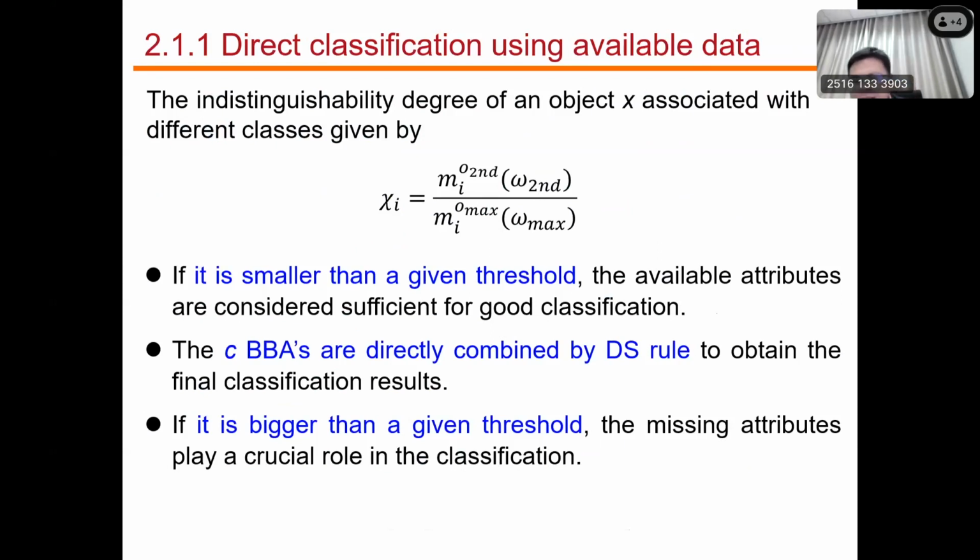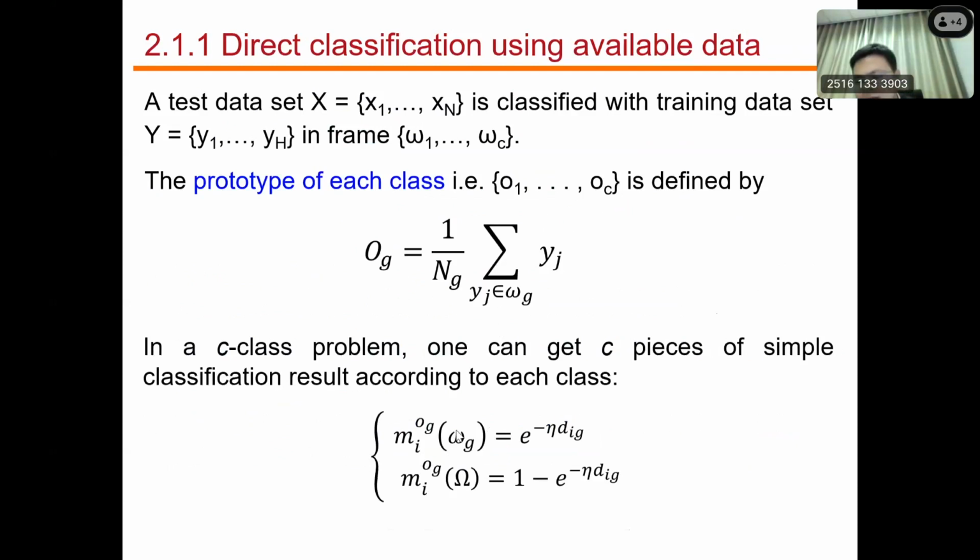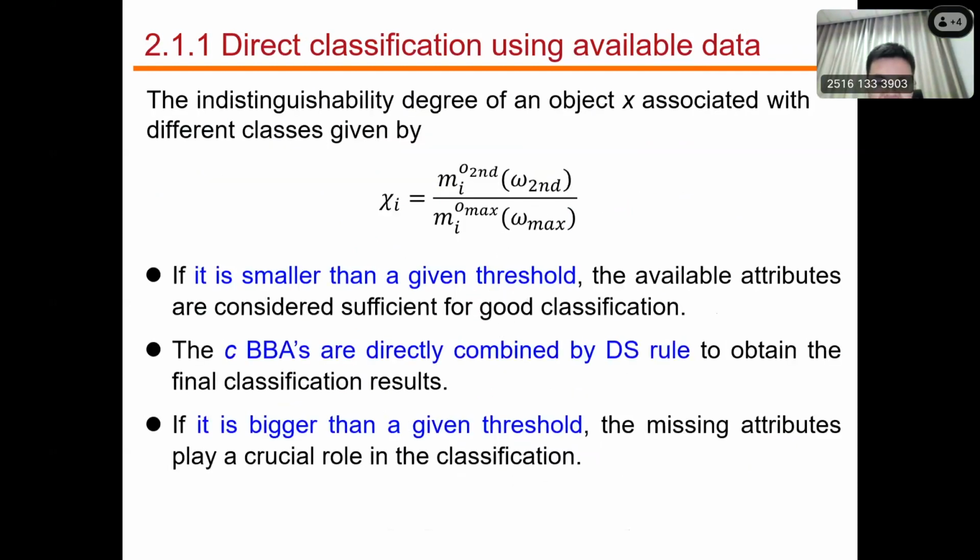In such case, we consider that the available attributes, or the known attributes, are sufficient for the specific classification. And then the CBBAs, the BBAs associated with the different classes, will be directly combined by the DS rule to obtain the final classification result. Otherwise, if it is bigger than the threshold, it means the two values are very close or very similar.